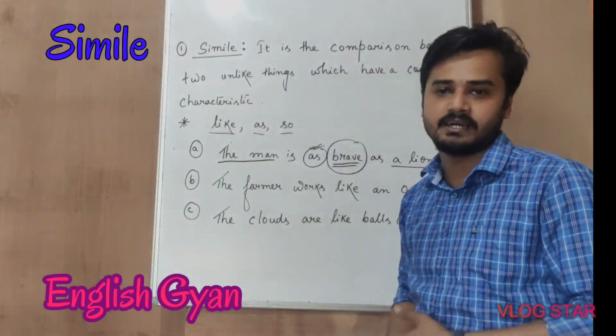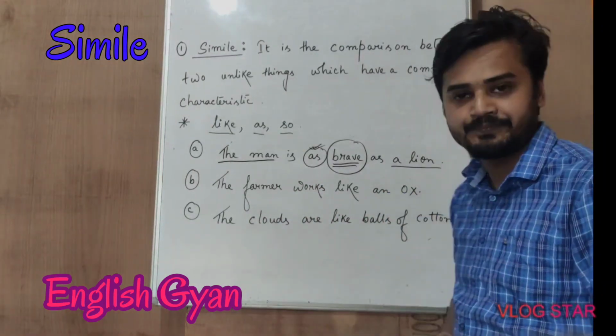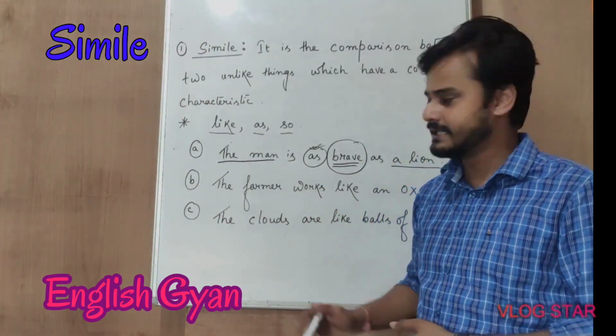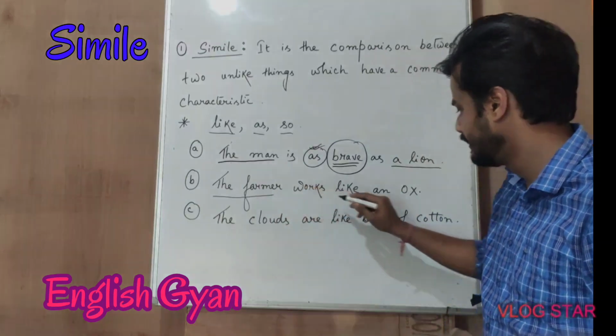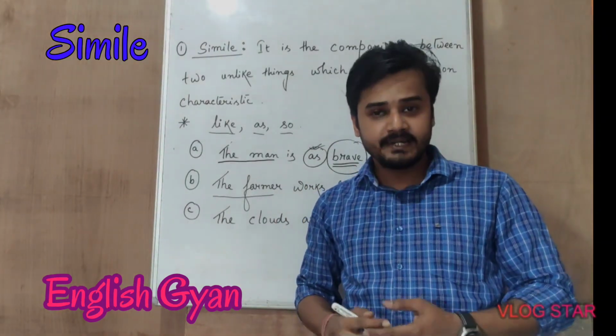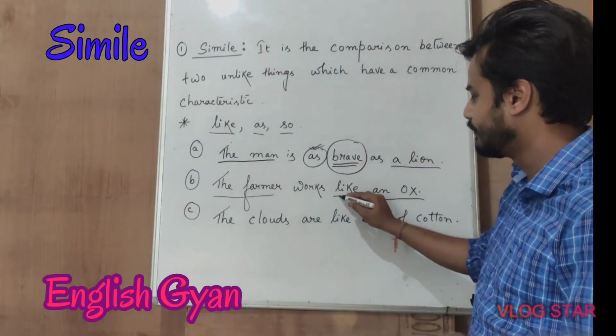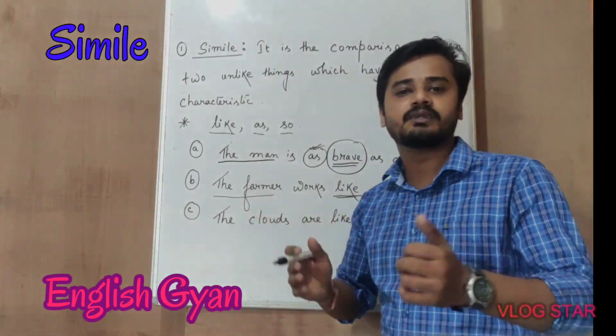Now let's have a look at another example. The farmer works like an ox. Here I am comparing two things again. I am comparing the farmer with an ox. Again we see that these are two completely unlike things, but I am comparing them and I am taking the help of the word like to bring out their similarity.